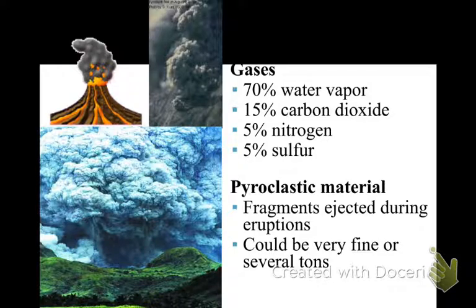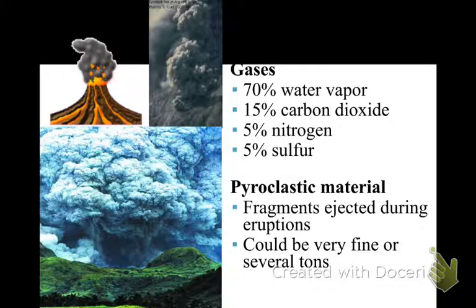Pyroclastic material is the other thing that you find within the volcano. And below or to the side, those are all pictures of volcanoes that have pyroclastic material coming out of it. Now, this you do need to write down. I think it's on the next slide. That will be better to write down.